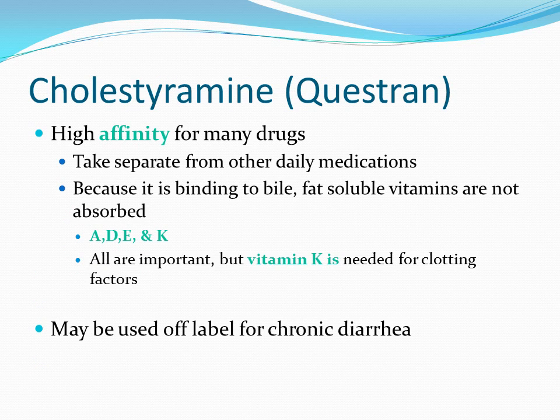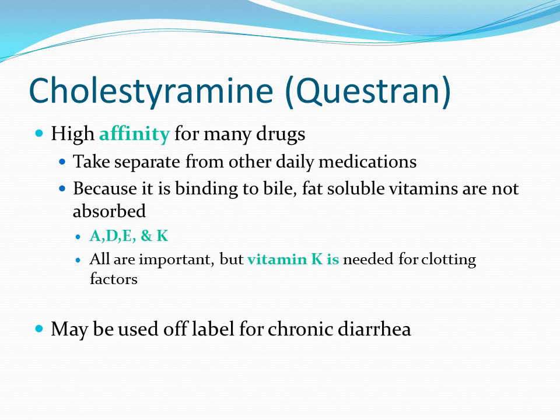The only drug from this category you're required to know is Questran, or cholestyramine. And just a few particulars about this in addition to what we just covered. This drug does have a high affinity for many other drugs. You don't need to remember which drugs it likes to bind to. Remember, affinity means it likes to bind to those medications. I'm not going to require you to remember that list of drugs.